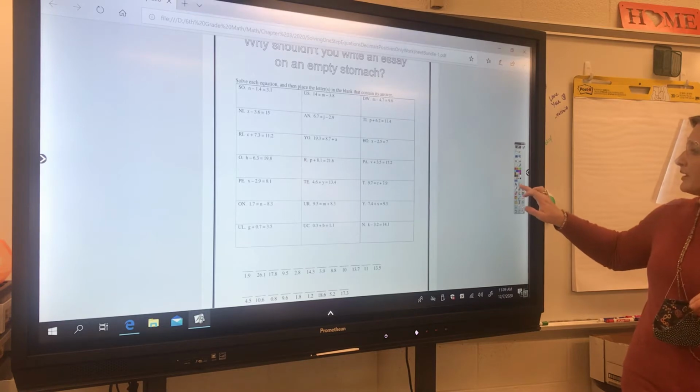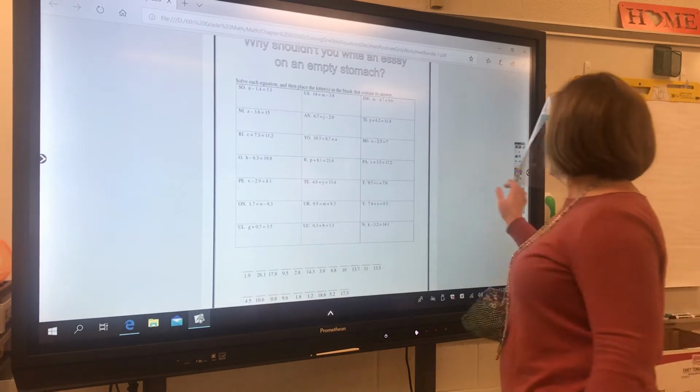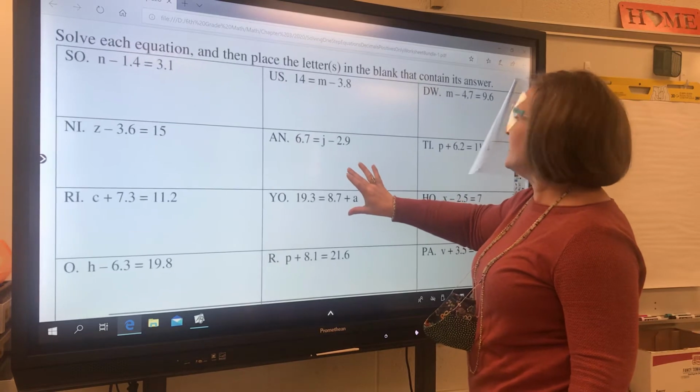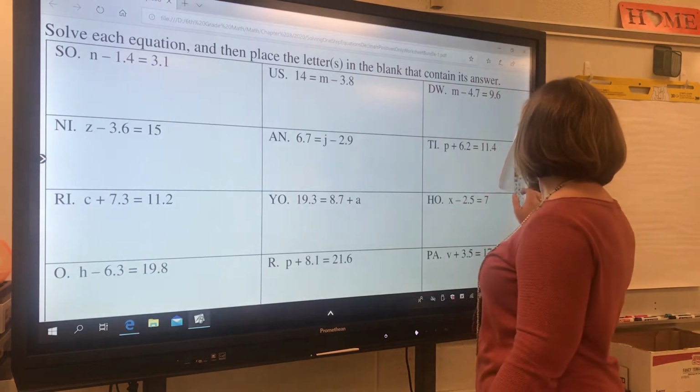Let me move this up because I can't see my bottom right there. Okay, there we go. Now, everything on this page is addition and subtraction equations. What do we have to do when we solve equations? What's it called? Inverse operations. So if we have a subtraction equation, what do we have to do to solve it? Add. We have to add. So let's look. I'm going to make this bigger just so y'all can see it, and then I'll make it smaller when we go down to the bottom to put our letters.